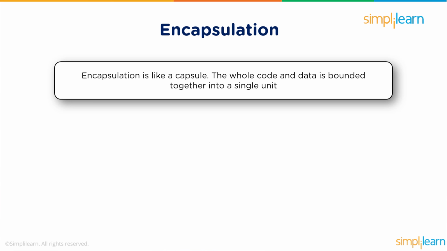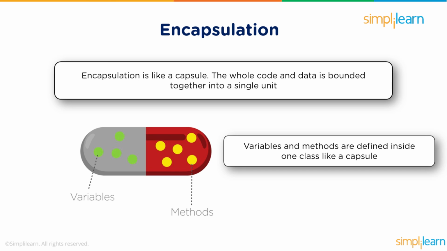Now let's see what is encapsulation. Encapsulation is like a capsule. The whole code and data is bounded together into a single unit. Consider this example. Variables and methods are defined inside one class like a capsule. Another way to think about encapsulation is, it is a protective shield that prevents the data from being accessed by the code outside of this shield.